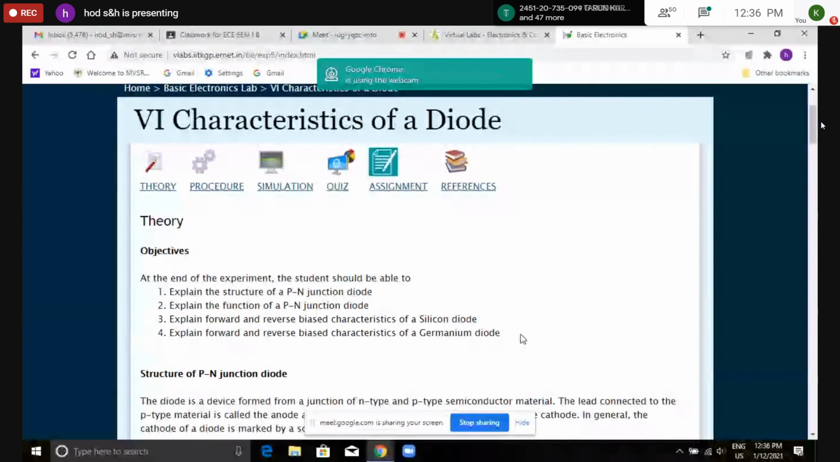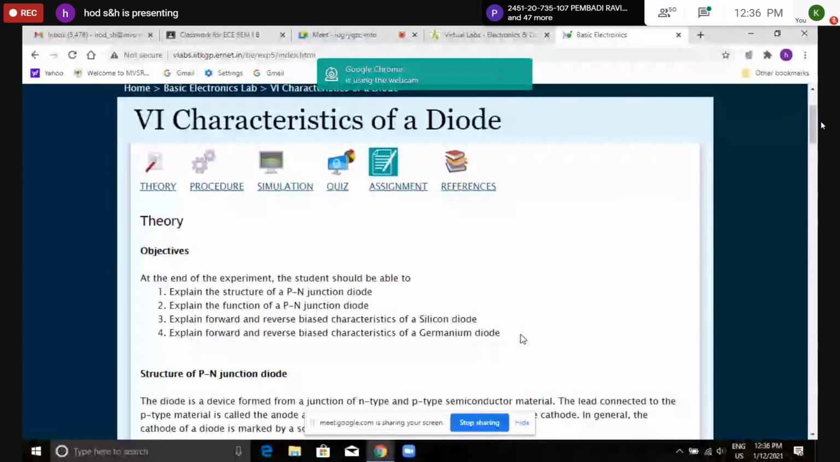Explain the structure of a p-n junction diode and how it works, that is the function of a p-n junction diode, and what the forward bias arrangement is and what the reverse bias arrangement is. What happens in forward bias and reverse bias. Now, for a silicon diode, how do you draw the VI characteristics, both in forward bias and reverse bias. Similarly, you take another diode, a germanium diode, and draw the forward and reverse bias characteristics of the germanium diode.